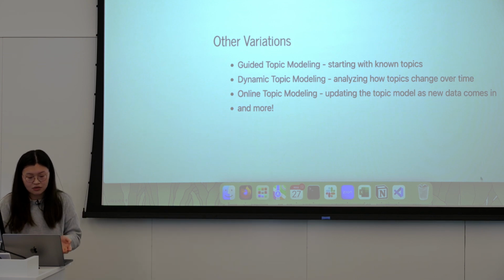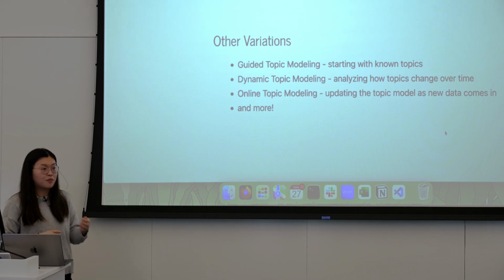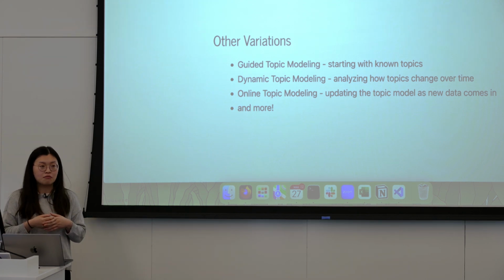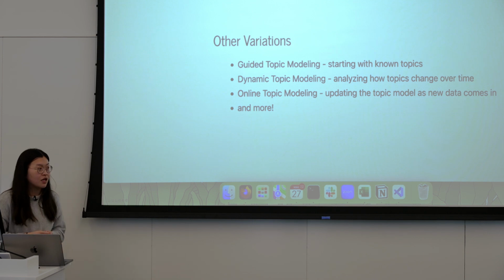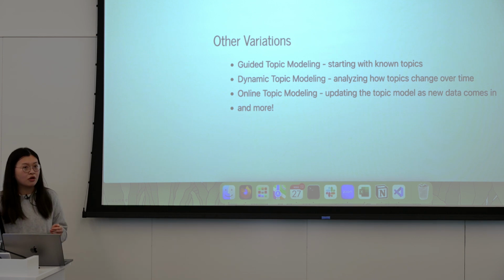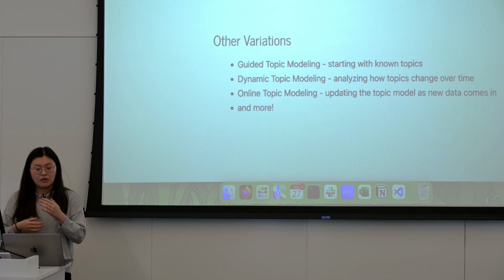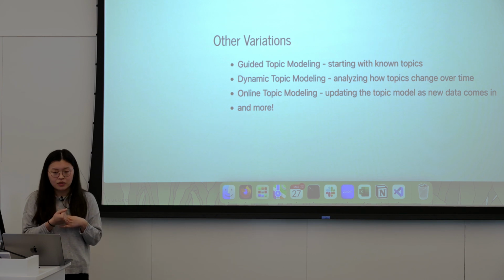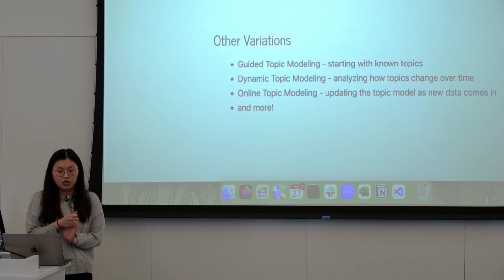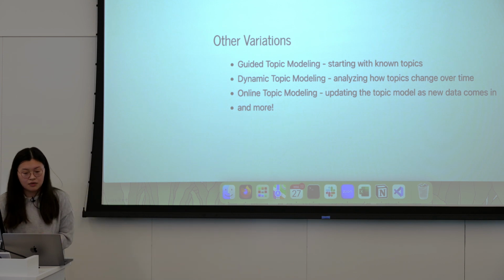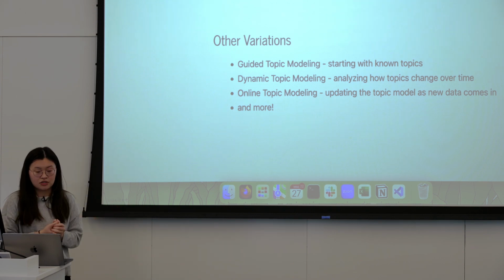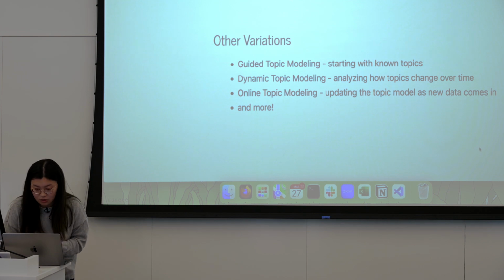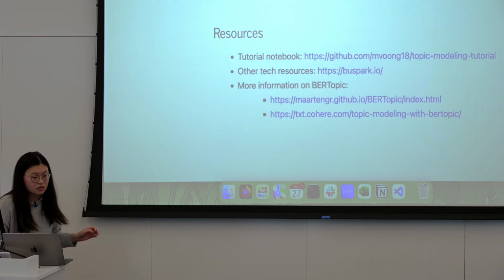And then lastly, one to touch upon is online topic modeling. So just updating the topic model as new data comes in. Maybe you have a news feed that has new articles coming in every day. You could use online topic modeling to tweak your topic model as new articles come in and possibly try to identify new emerging topics, I would assume, yeah. And there are other variations as well that I didn't talk about, but here are just some resources.